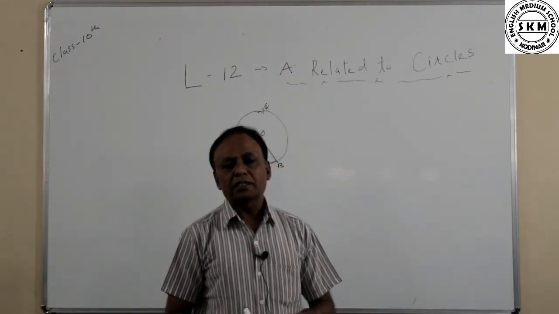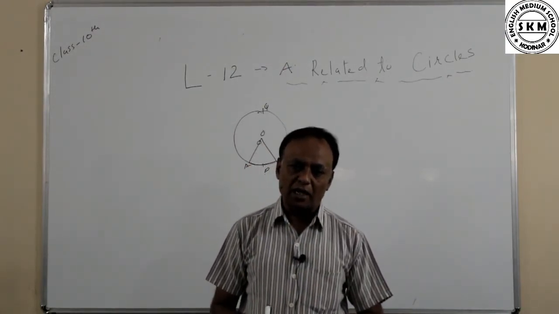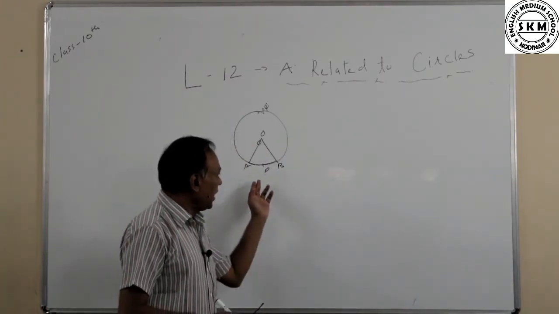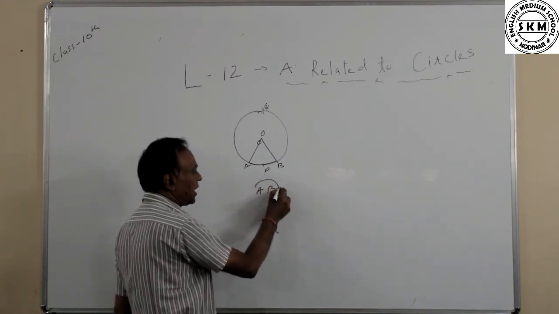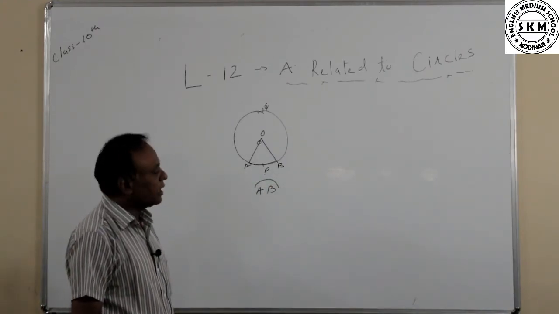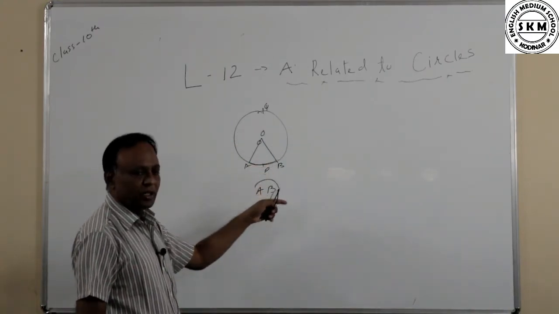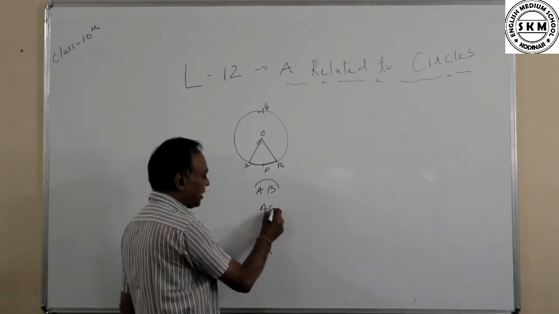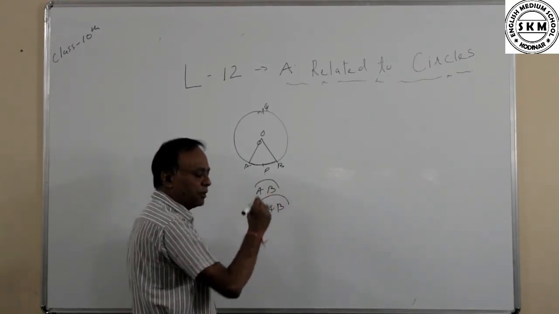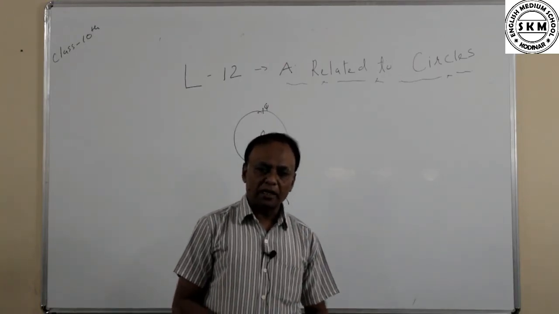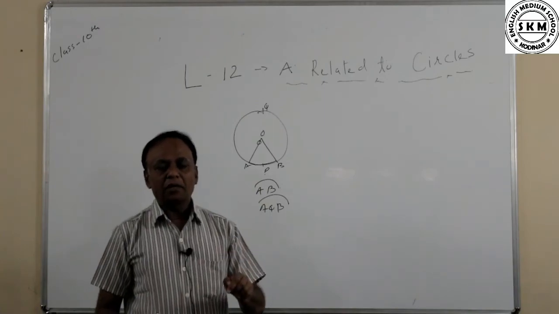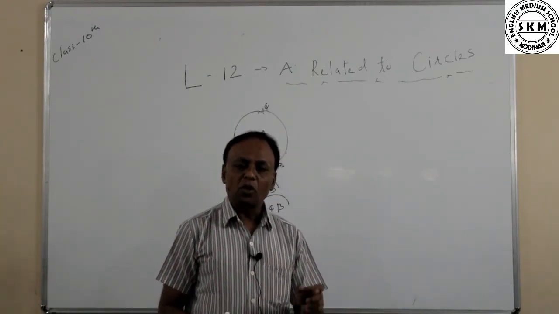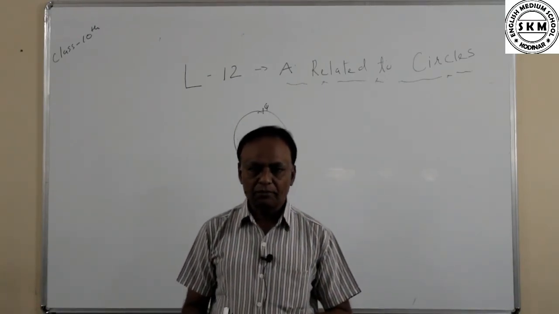Now there is the minor arc and major arc. So APB is called the minor arc, and AQB is called the major arc. Minor arc and major arc. Arc means it is a portion of your circumference.